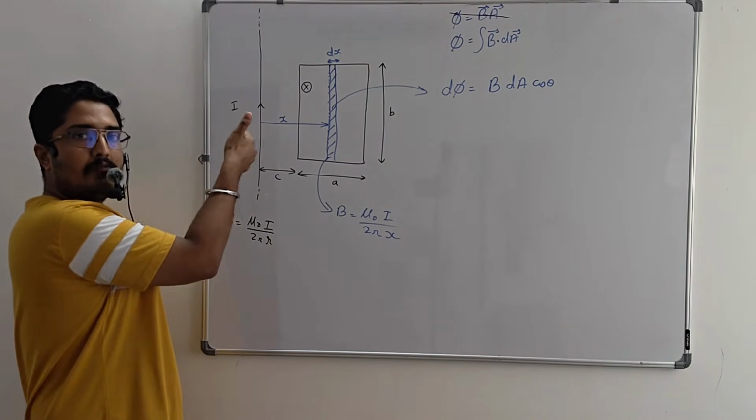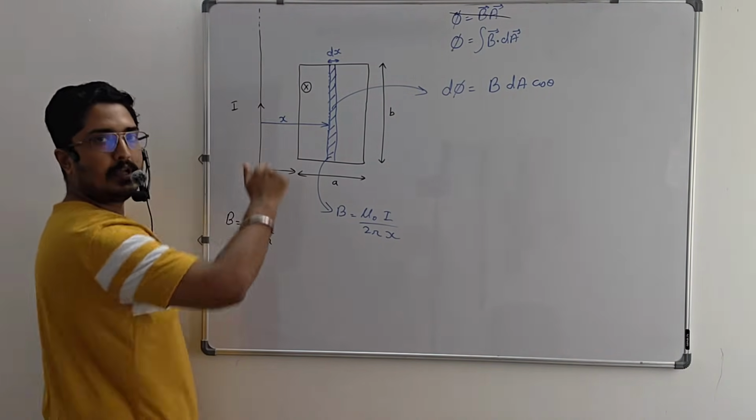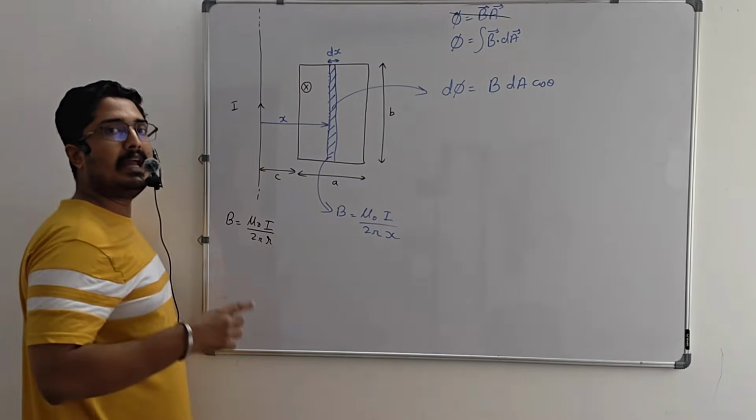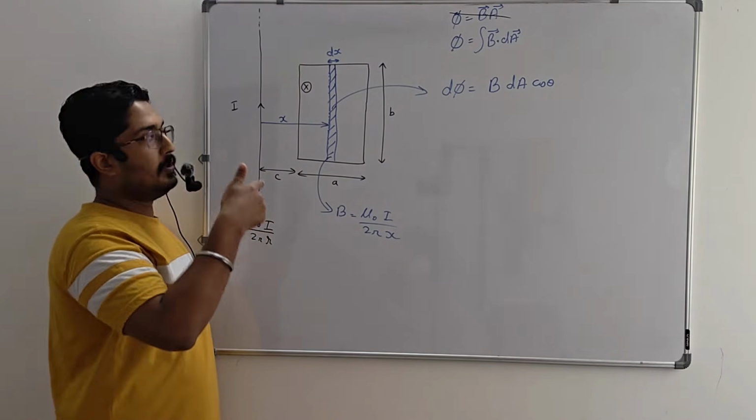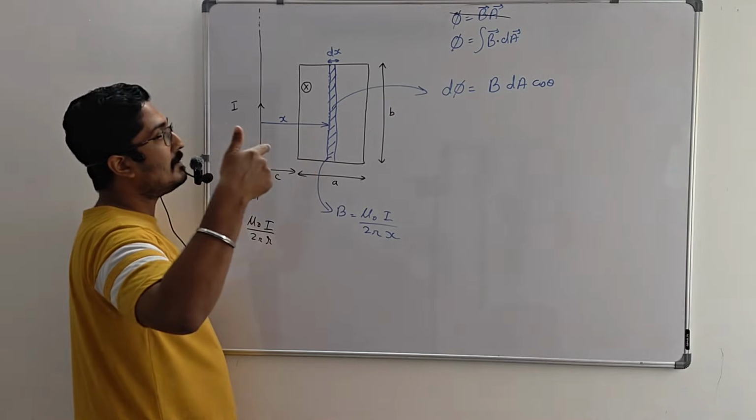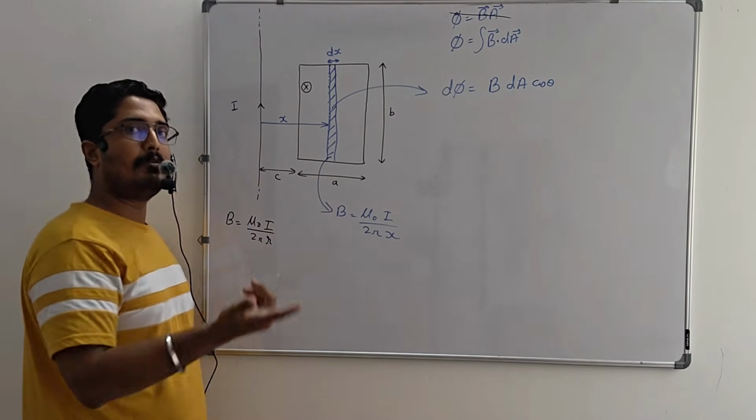First of all, which direction is the magnetic field? We use the right hand thumb rule, and we saw that it is going in. And for any area, the area vector should also be perpendicular. So the area vector is perpendicularly inwards, the magnetic field is also perpendicularly inwards, and the angle between them is 0.